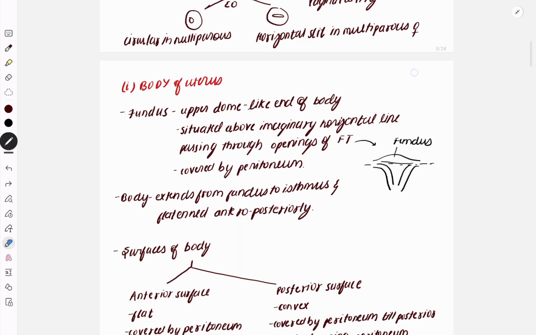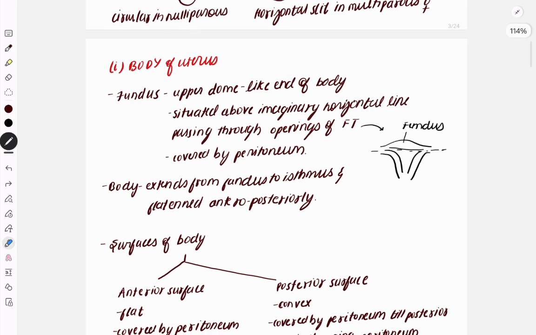We'll study the first part of the uterus, and that is the body of the uterus. The first part of the body of the uterus is the fundus. So the fundus is basically the upper dome-like end of the body of the uterus. This is called the fundus.